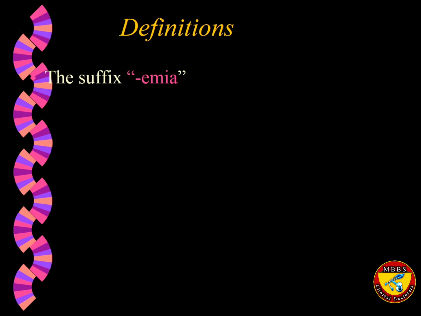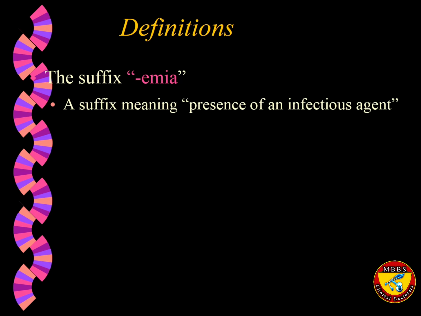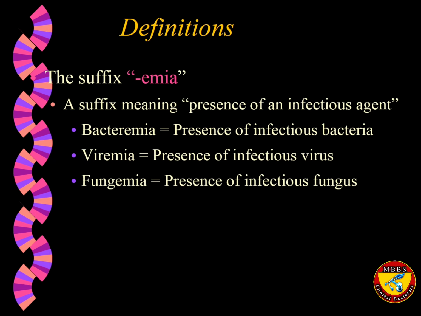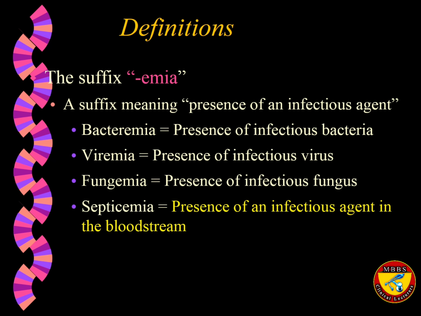Now, the suffix emia. You must have encountered a lot of these terms ending with emia. It means the presence of an infectious agent. For example, bacteremia. That means the bacteria is lying in the blood. So that is presence of that infectious bacteria in blood. Viremia is presence of infectious virus within that host. Then there is fungemia. Fungemia is the presence of infectious fungus within the blood. And septicemia is presence of infectious agent in the bloodstream which is causing full-blown symptoms. That's called septicemia.